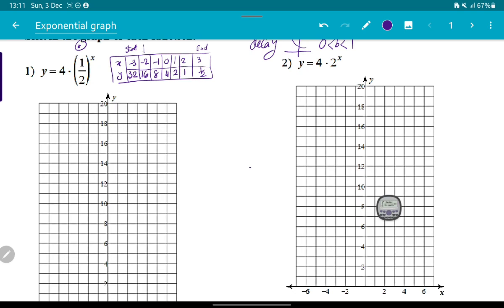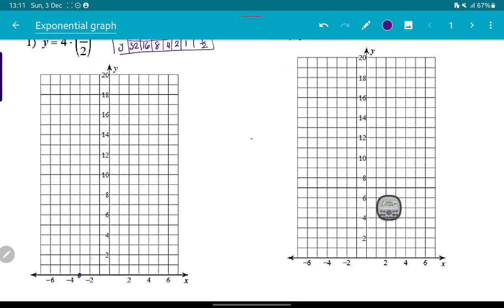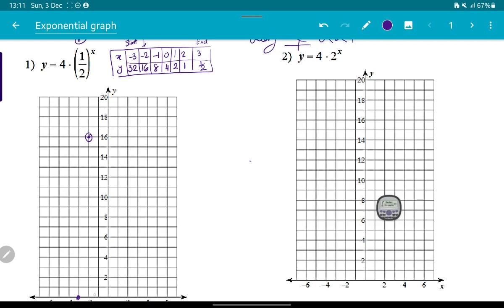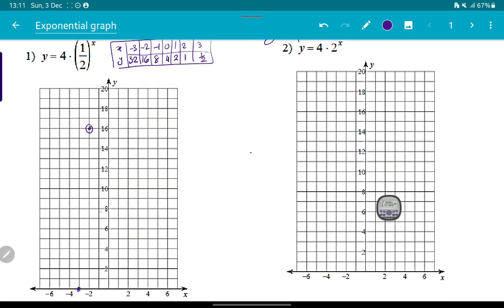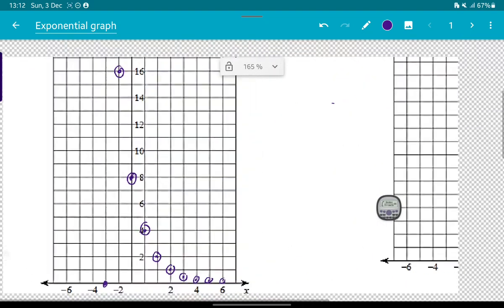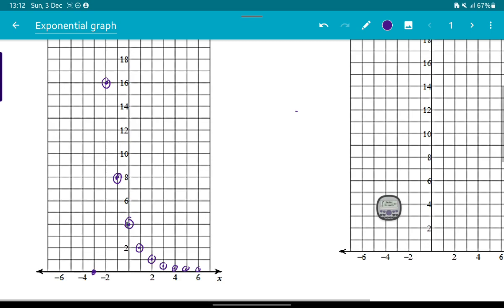We can start with -2. So -2 is 16, -1 is 8, 0 is 4, 1 is 2, 2 is 1, 3 is half, and so on. If you go on with the points, after the half it's a quarter, 1 over 8, 1 over 16, and so on. We keep approaching the x-axis, but the graph and the x-axis never intersect.